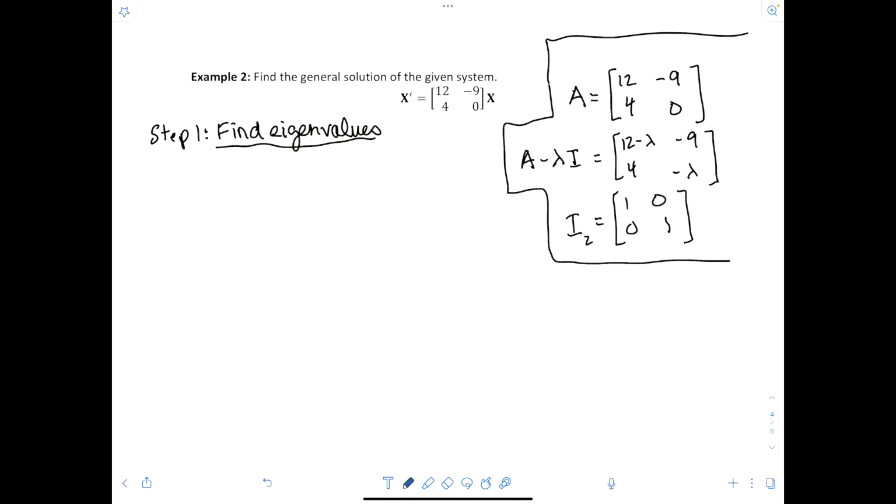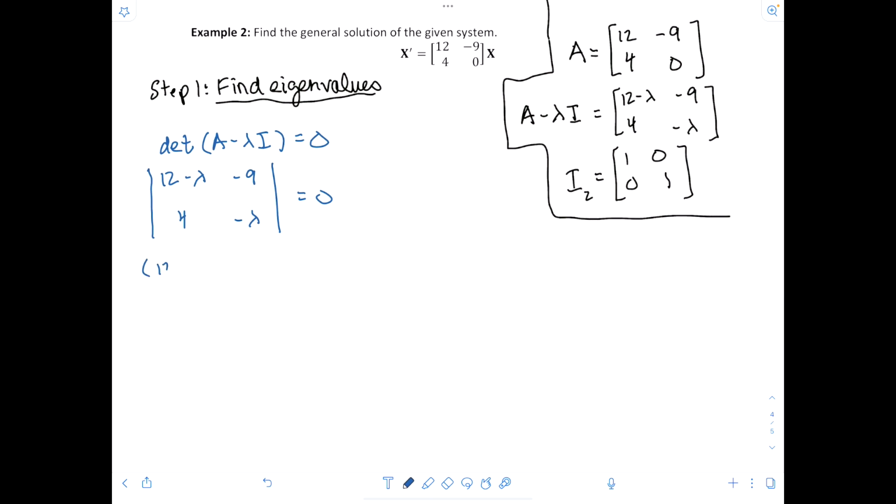So we're going to have, remember we're finding the determinant of A minus lambda I and setting it equal to 0. So that's going to be the determinant of 12 minus lambda, negative 9, 4, and negative lambda. Set that equal to 0. So we'll have (12 minus lambda) times negative lambda minus negative 9 times 4 equal to 0.